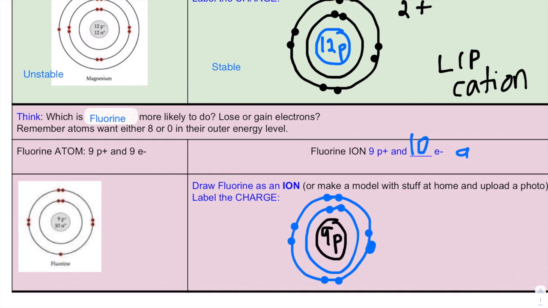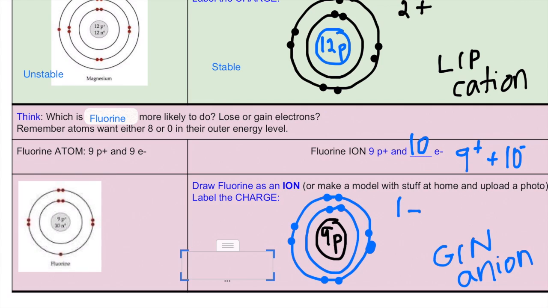So what is the charge? 9 positives plus 10 negatives means the charge is -1. Gaining, it gained an electron. Gaining is negative, so it's an anion. But it is stable now. And over here, it was unstable.